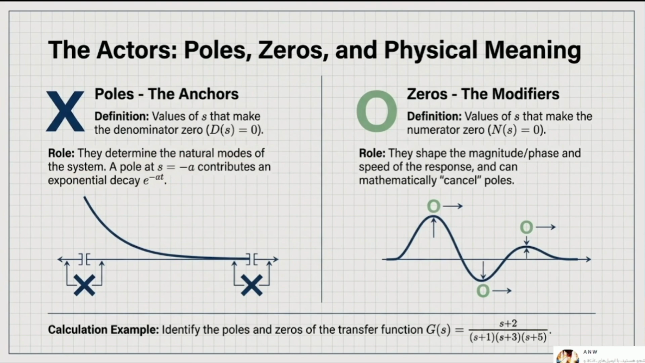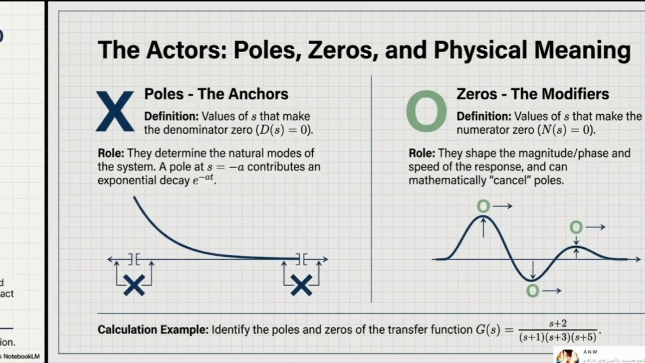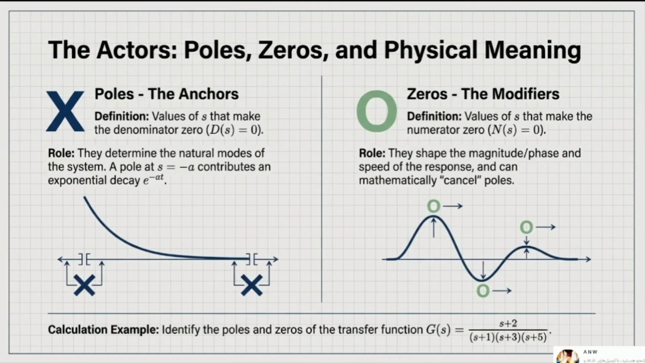On the other hand, we do have the zeros. Zeros don't have that much of an effect over the steady state response or the long-term response, but they do have some kind of effect over the rest. They are the values that make the numerator 0. Again, we are referring to our closed loop transfer function itself. So the zeros are going to shape the magnitude, phase, and the speed of the response, and can mathematically cancel the poles, which we are going to talk about a lot in the future, especially when we are talking about the compensation of the system itself.